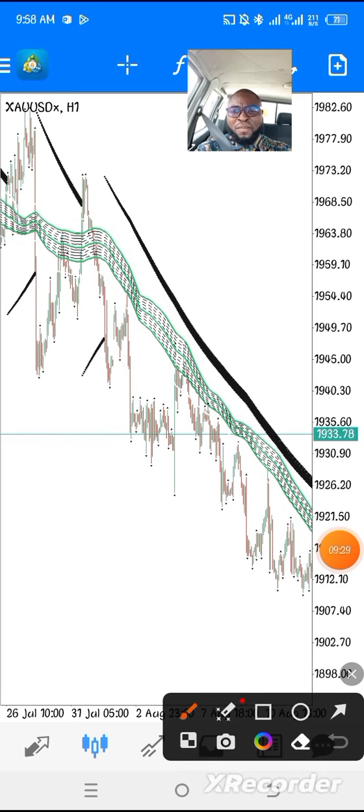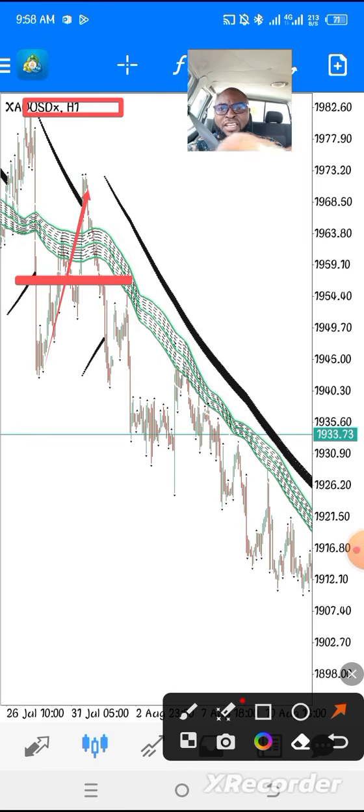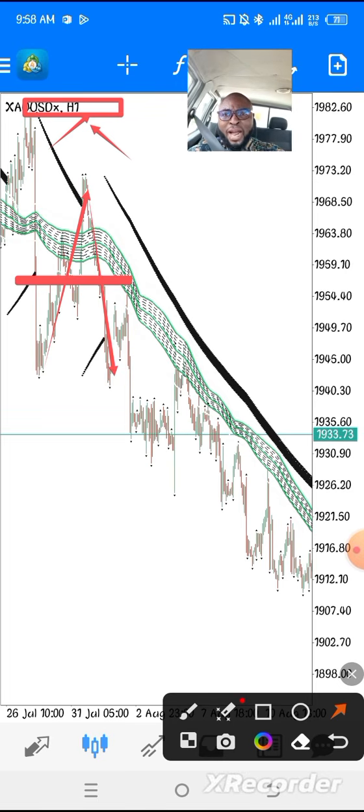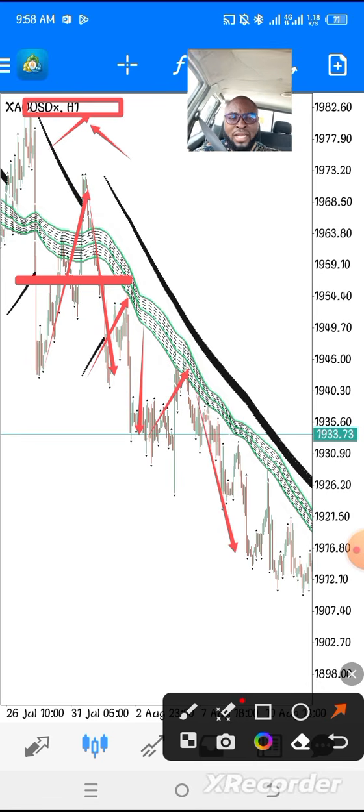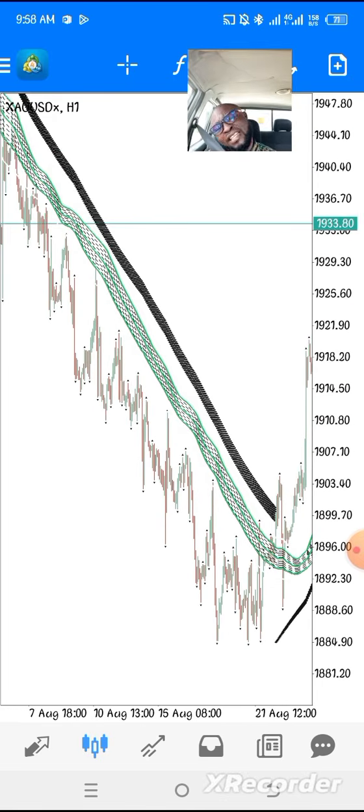As you can see, if I were you, look at it from here. I put my stop loss here. The market came back. It didn't hit my stop loss. Return back, come back, return back, come back. Now look at it from here. It's a very massive profit. As you can see, that is the 1 hour time frame.